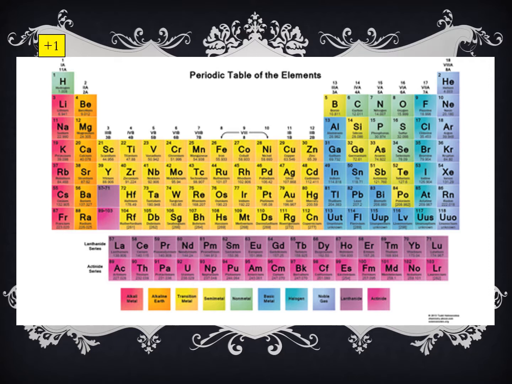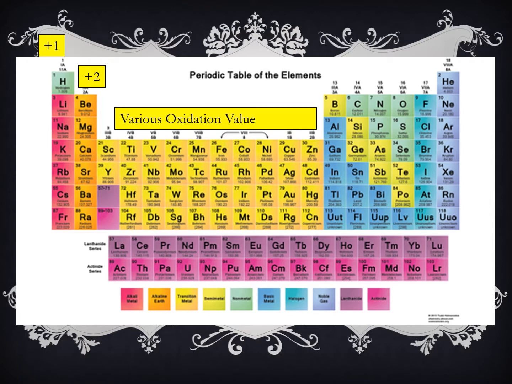So +1 is your first family, called the alkali metals. +2 is your second family, called the alkaline earth metals. They're positive because they lose electrons: if it's 1, they lose 1, and if it's 2, they lose 2 electrons. These are your various oxidation values, called various because they vary. There are only a few elements that have just one oxidation number: zinc is +2, silver is +1, and chromium is +2 as well.